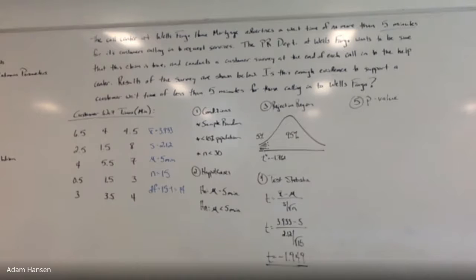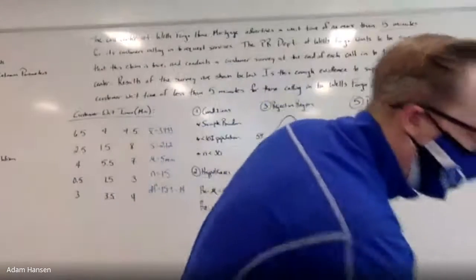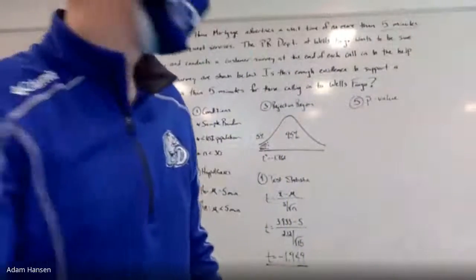Because my sample statistic of negative 1.949 is between negative 1.761 and negative 2.145, the p-value for that t-score should be between 5% and 2.5%. All you can get from the t-table is just an estimate of the p-value. To get a more precise result, we have to use Google Sheets.